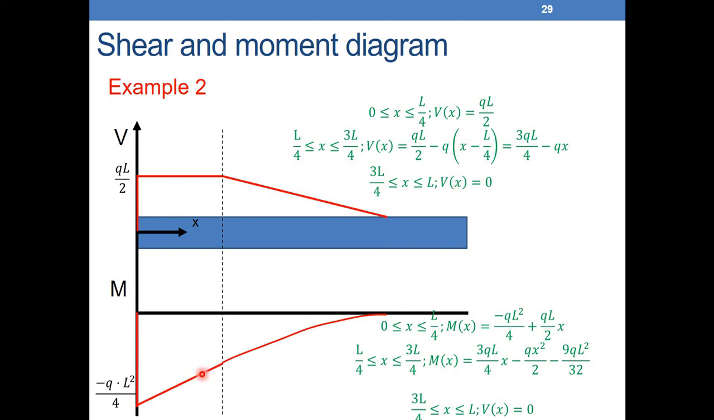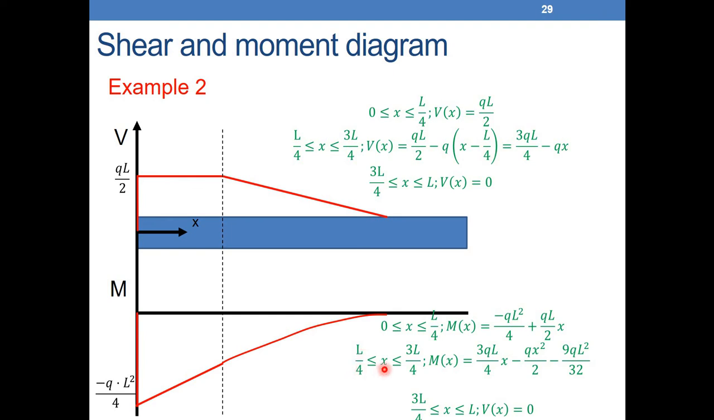Now for the moment, we can see that between 0 and L over 4, the moment starts at minus QL squared over 4 plus QL over 2 times X. Now how do I find the slope here? It's very simple. I just look at here because I know that V is the derivative of M. So the slope of X here should be QL over 2.